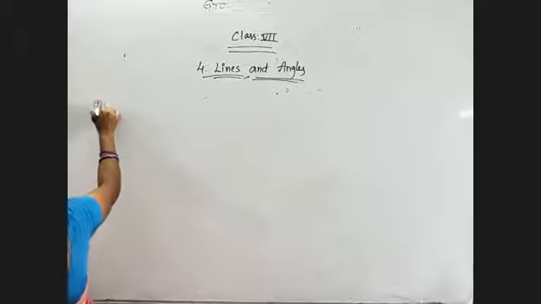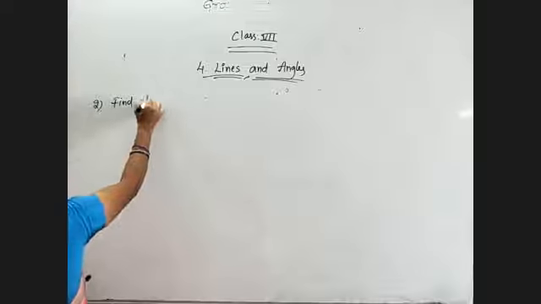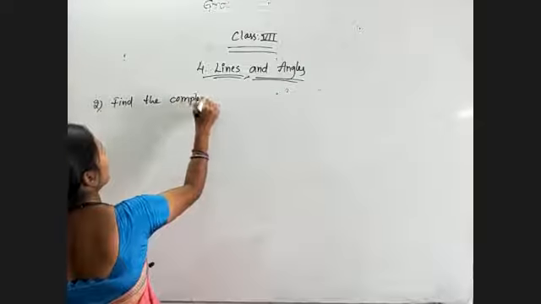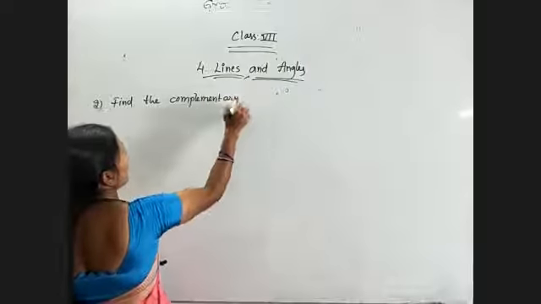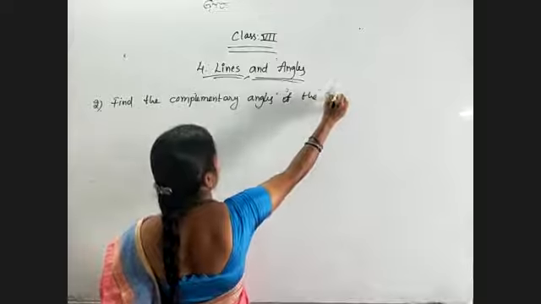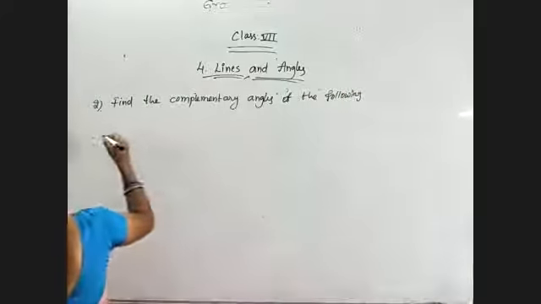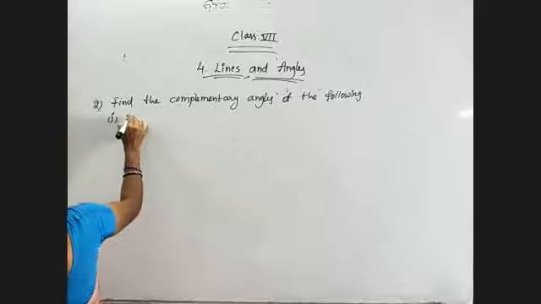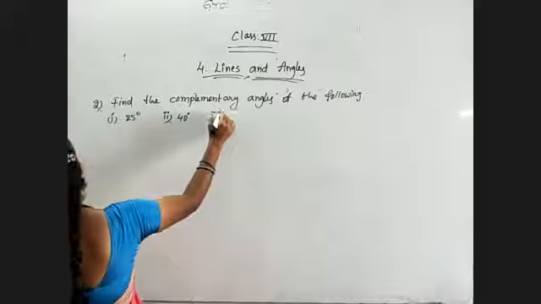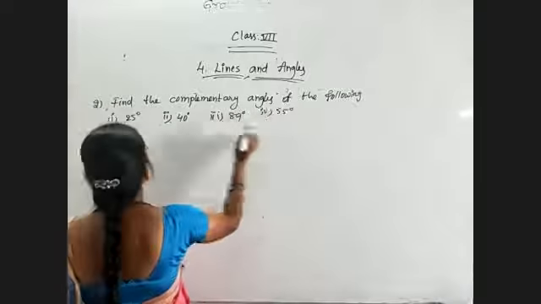The second problem is: find the complementary angles of the following. The first one is 25 degrees. The second one is 40 degrees. The third one is 89 degrees. The fourth one is 55 degrees.